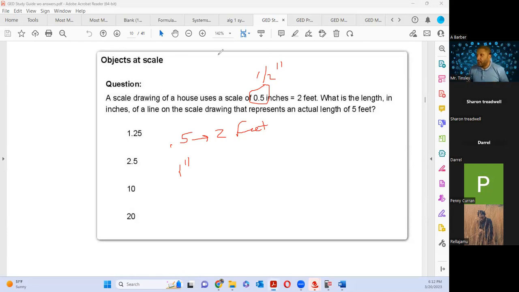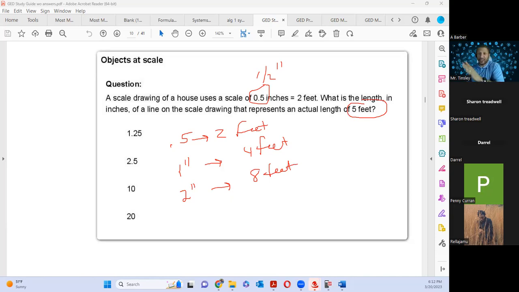It's 4 feet. So I know 1 inch is 4 feet, right? What's 2 inches? 2 inches, okay, that's 8 feet. Now, I've got to find 5 feet.